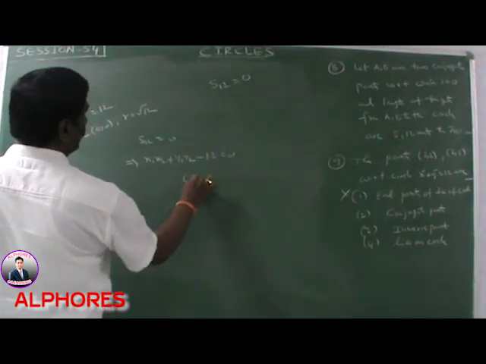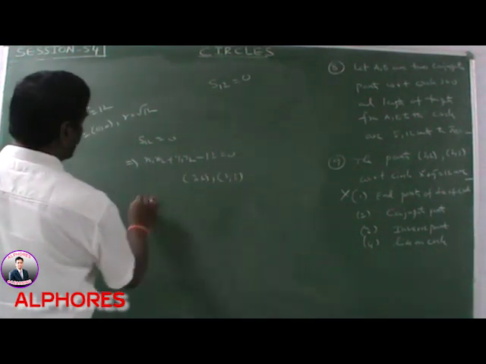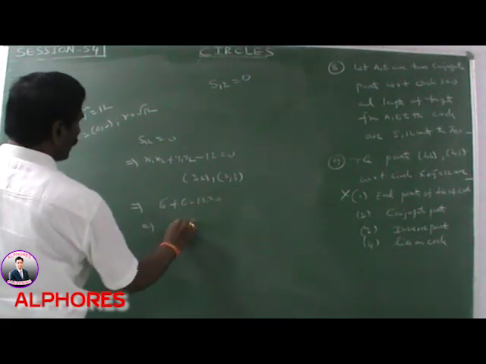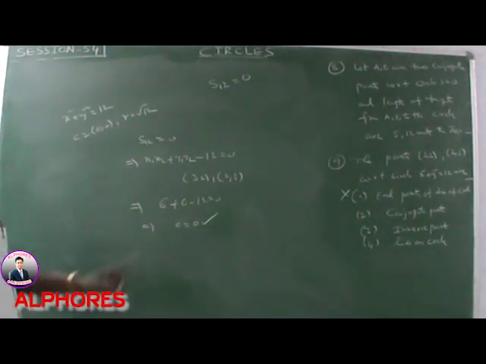Here the points are (3, 2) and (2, 3). Substitute these points in this value. 6 plus 6 minus 12 is equal to 0. 0 is equal to 0. That means they are conjugate points.